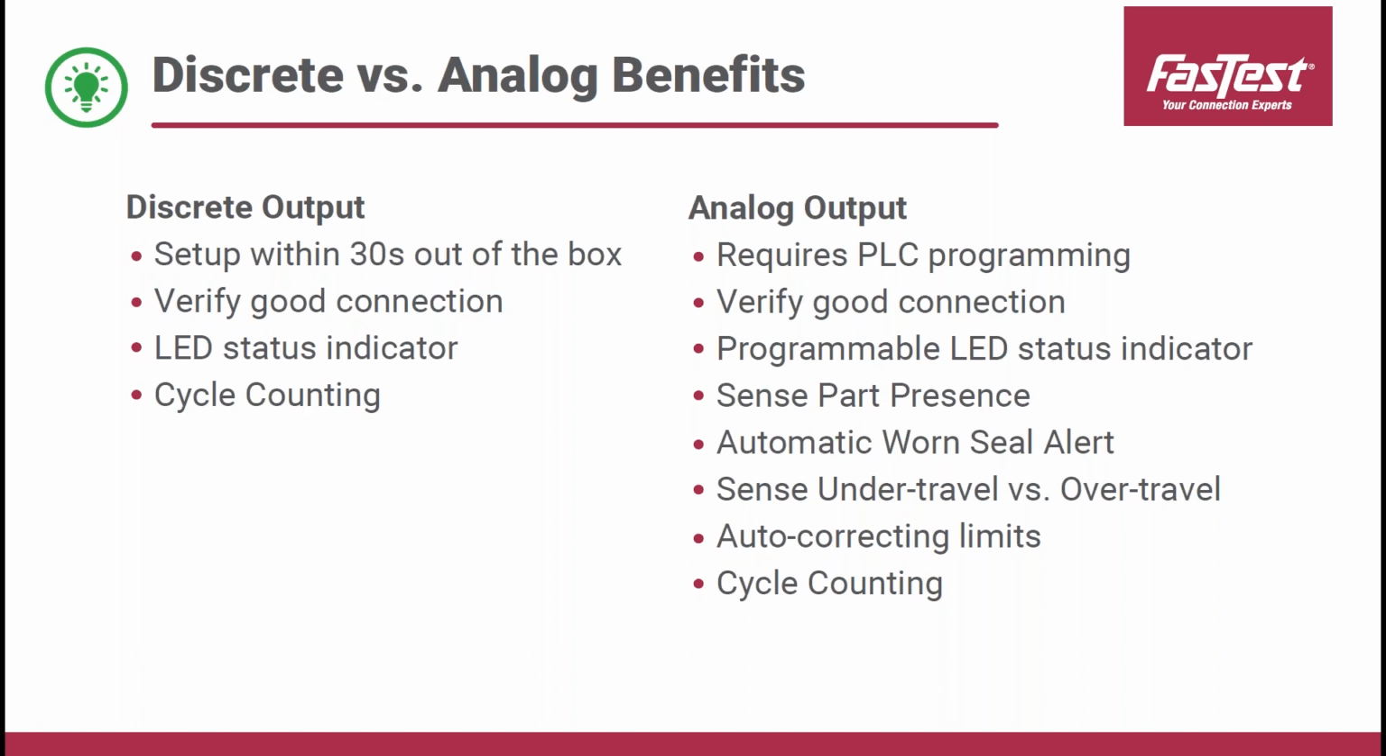With analog output, you can also sense part presence, create an automatic worn seal alert, and sense under travel versus over travel, and we'll get to some of those issues in the demo. You can also set up auto-correcting limits. Where the piston lands is a certain distance, and that ends up being a voltage with the analog output. You can say that every actuation needs to land within an average of the last 20 actuations. That can account for seal wear over time as the connector is used in production.